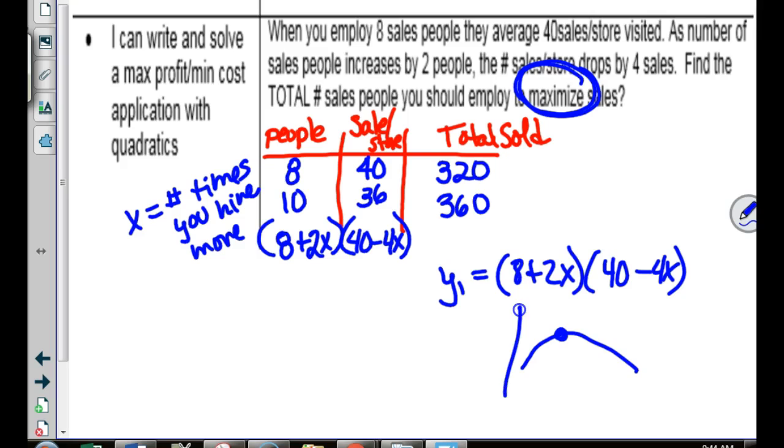Okay, can anybody help me predict a window? 40 minus 4, how many times could you do that and you'd run out of room? 10. So 0 to 10 will work, if your window's out further, I don't care. What's our Y value? Well, Y represents total sales, so somewhere around 400 or 450 or something, it's going up, right?